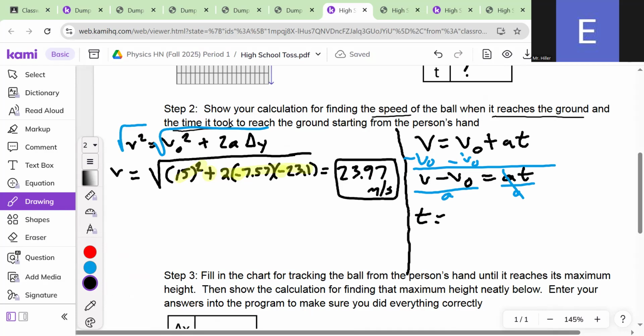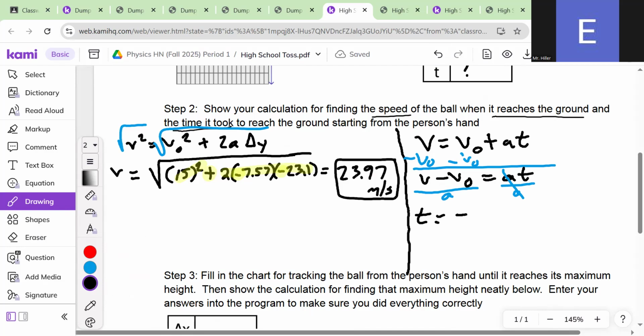Okay, and time is going to be your velocity. Now keep in mind, your velocity is negative. You've got to be careful with this. This was a speed answer, but this is a velocity calculation. So be careful with the details.